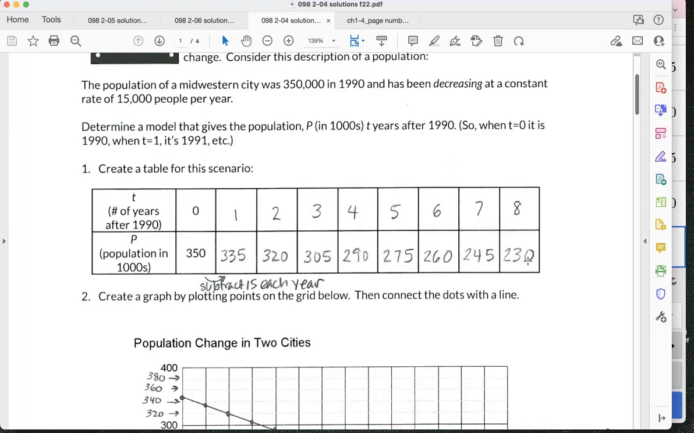Now, it doesn't seem that realistic for this to happen in the world. We could have cities that are growing or cities where the population is decreasing, and it's probably not going to be exactly 15,000 every year. But linear models are useful, and we'll be looking at other examples where they might be more realistic. And sometimes you have to have something perfect theoretically, and real life is always messier than the theoretical model.